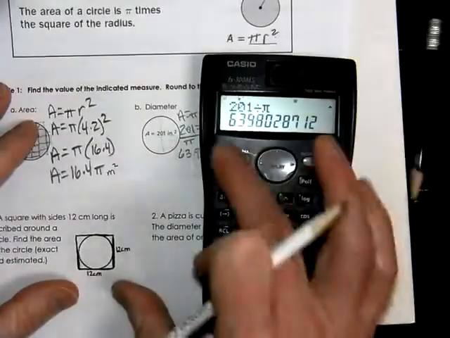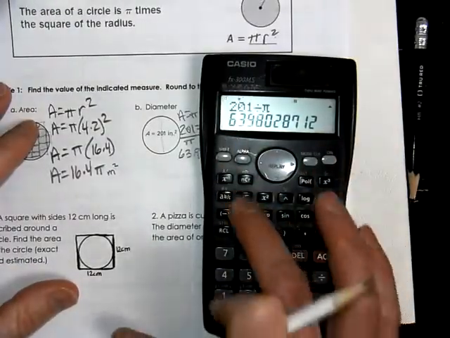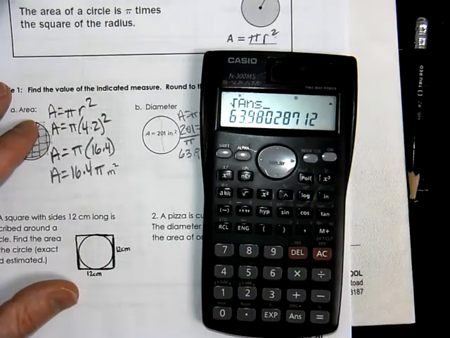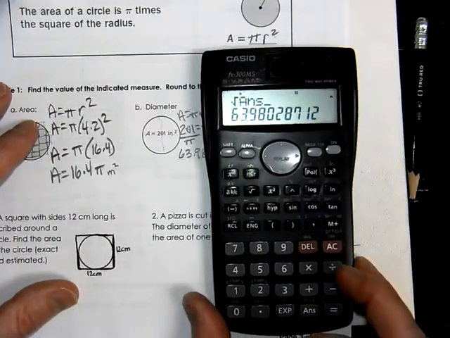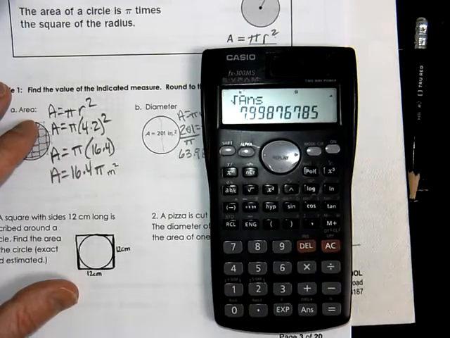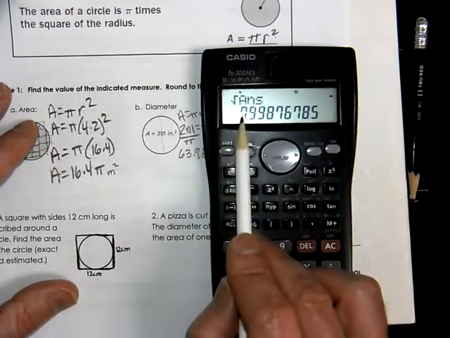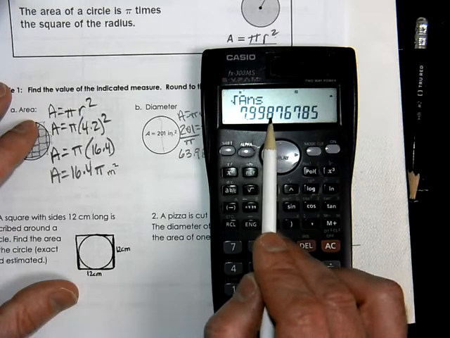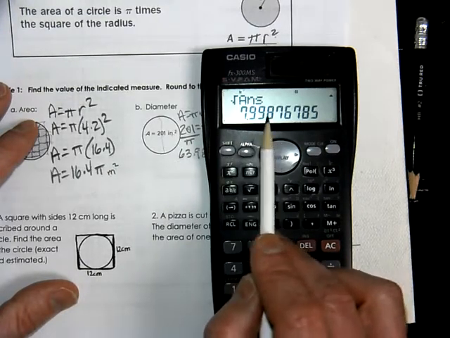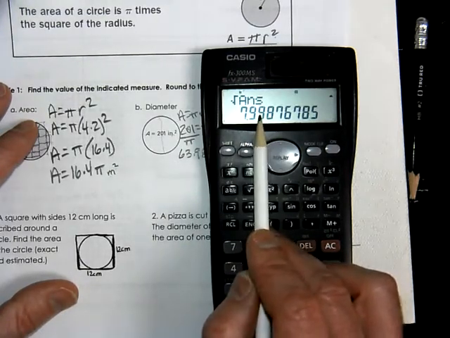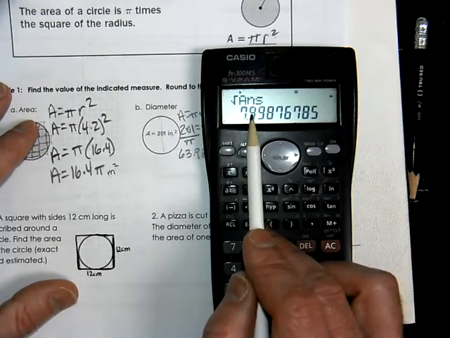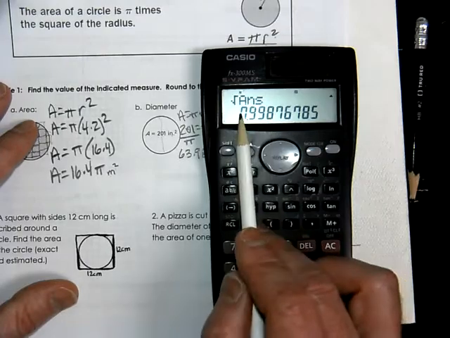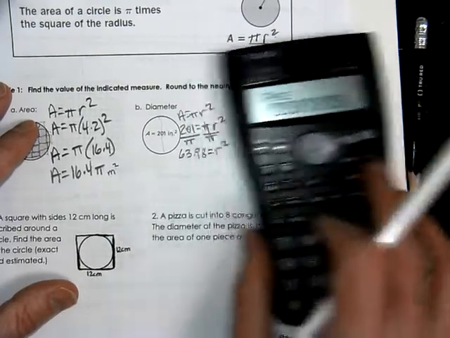Then I'm going to take the square root of that. Square root of the answer. And that gives me 7.99. And if I look at my third digit, that's 5 or bigger. So I'm going to round the 9 up to a 10, which moves over and makes the next digit a 10, which makes this an 8. So 8.00.